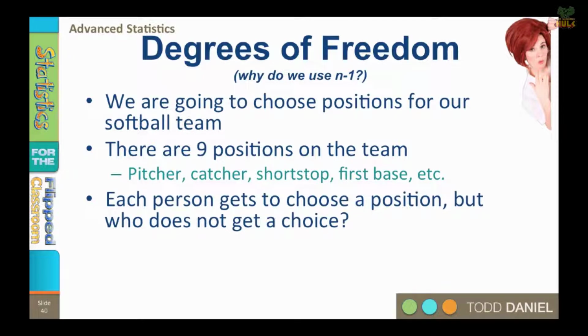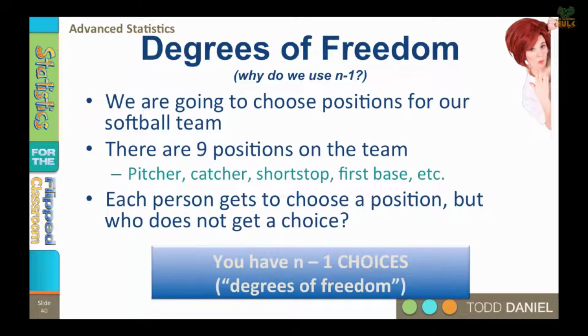Each person gets to choose a position. But who does not get a choice? When we get to the 8th person, that person chooses between 2 remaining positions. But the last person is stuck with whatever position remains, so that person doesn't actually get to make a choice. When choosing among 9 positions, only 8 people get to actually choose. The last person's choice is chosen for him, based upon the choices of others. You have n-1 choices, or degrees of freedom to choose.